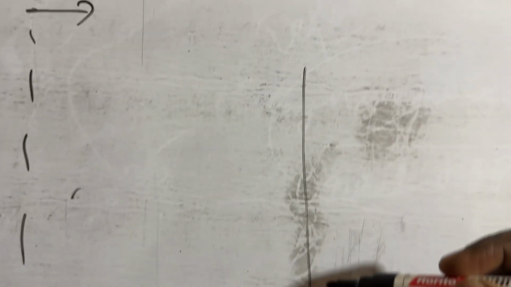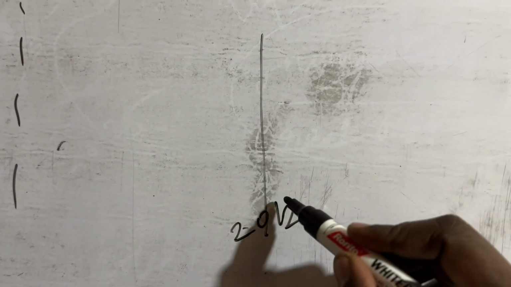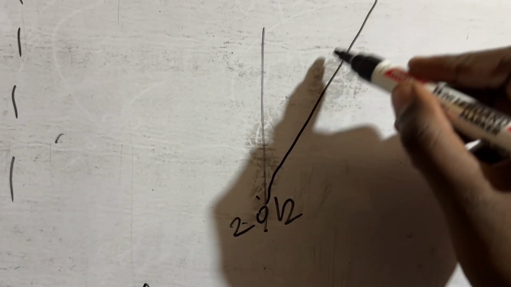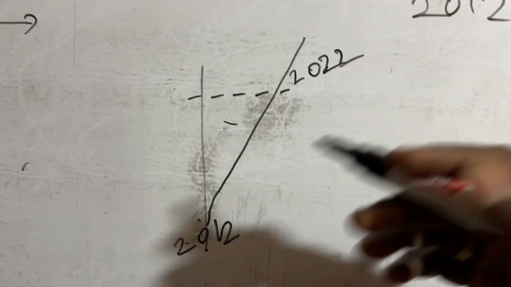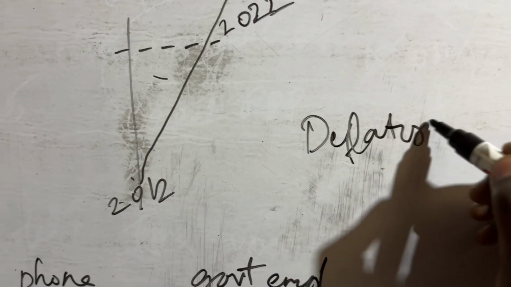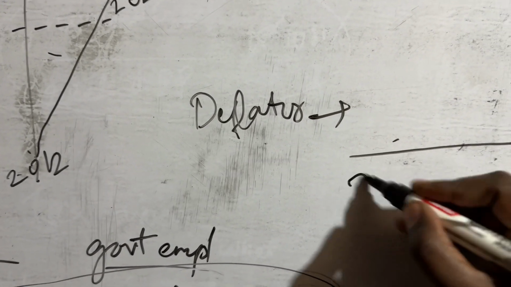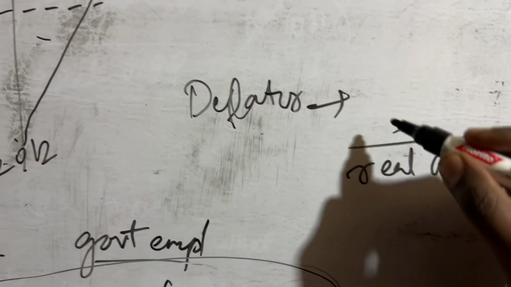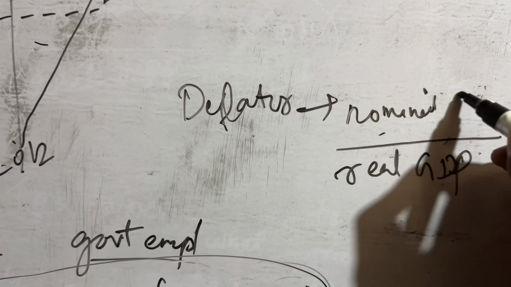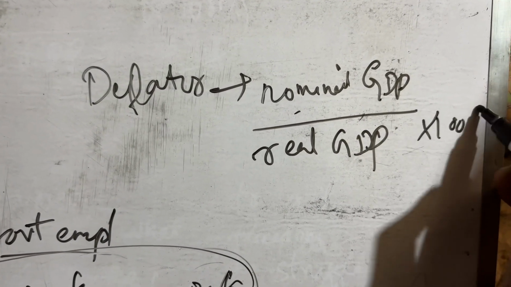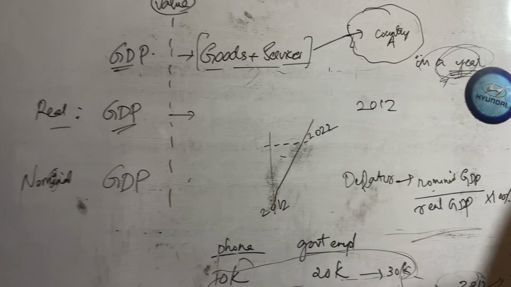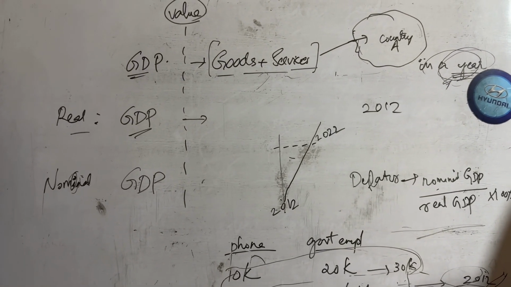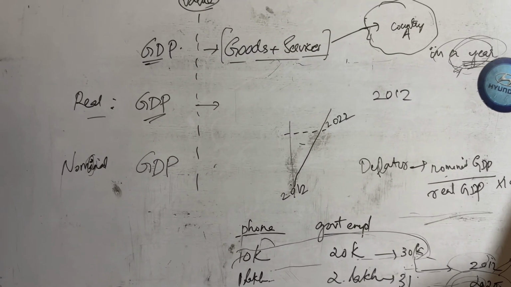If you want to know how much deviation is happening from the 2012 prices when it comes to 2022, for this we use something called GDP deflator. It shows how much the present GDP is deflating from the real GDP. And this is the formula for GDP deflator. Just keep in mind, this is a very simple explanation, and it will help you in a lot of exams. Thank you.